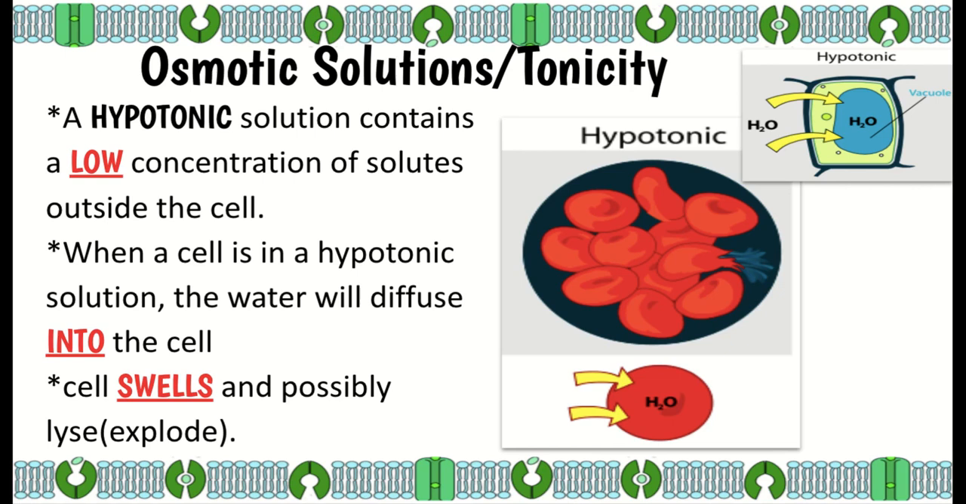And our last type of solution is hypotonic. So if hyper was too much and iso was equal, then hypo is going to mean too little or under. So this means that there is a lower concentration of solutes outside of the cell. So there's more inside the cell, which means that the water is going to diffuse into the cell. So our cells are going to swell and get super, super big, and possibly they could lyse, which means that they could explode and pop. And we definitely don't want that to happen.